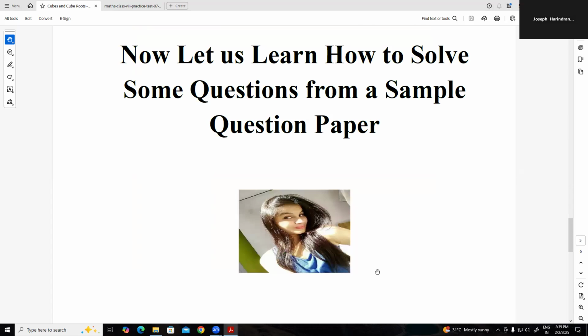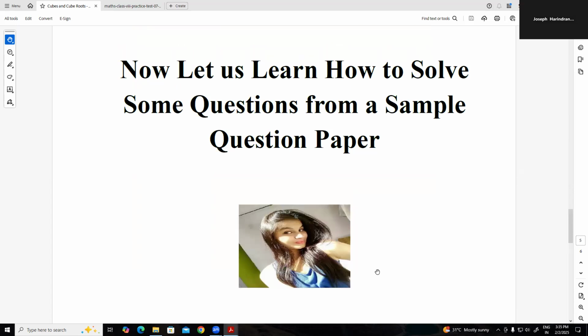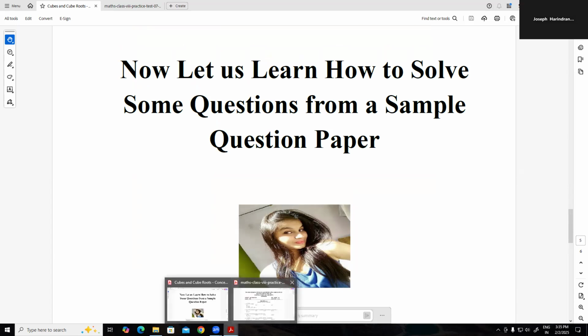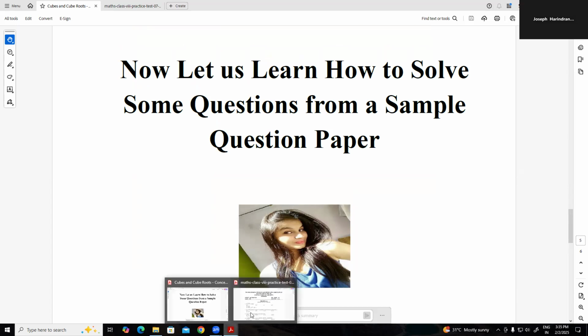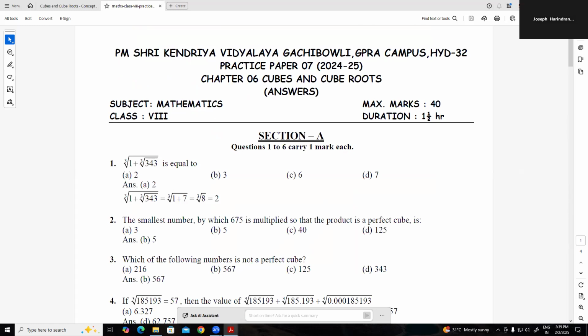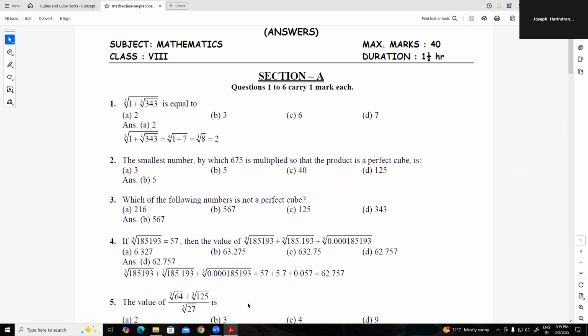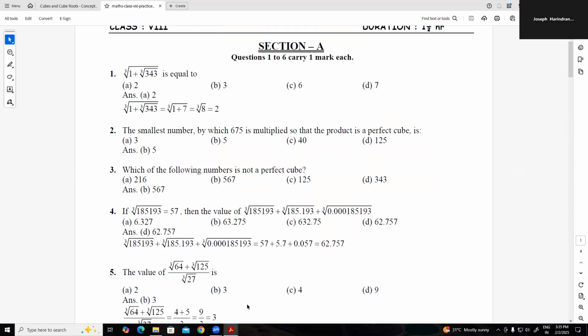Now let us learn how to solve some questions from a sample question paper. Let us get started. I will show you the question paper and you can just watch. This question paper consists of multiple choice questions. It is taken from the Kendriya Vidyalaya school practice paper on the chapter cubes and cube roots. Section A consists of 6 questions of 1 mark each. Let us move on to the first question.